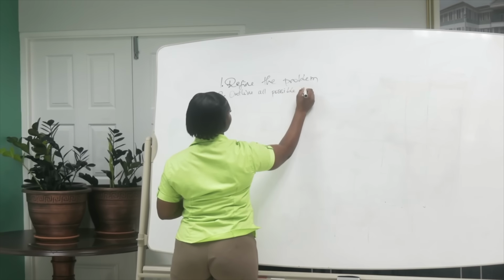So our 5 problem solving steps. 1, define the problem. 2, outline all possible solutions. 3, select the most suitable solution. 4, write the algorithm. And of course, 5, test and evaluate.